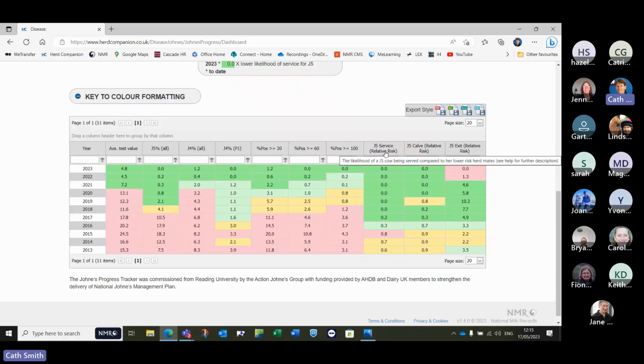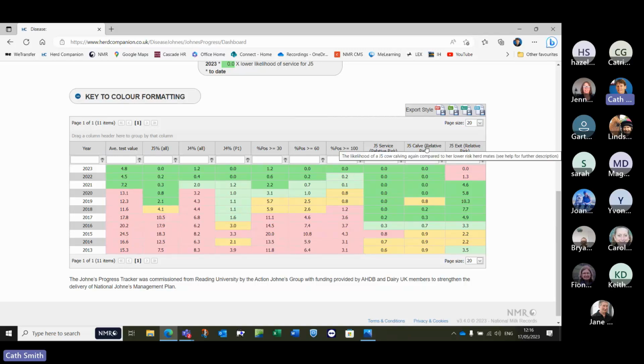The likelihood of a J5 cow being served compared to her herd mates that are not J5s. So as a ratio figure, if it's, say, 0.5, then she's half as likely to be served compared to other cows in the herd. So right from very early on in this one, we've established that we're not going to serve those J5s again. They've been 0 for a number of years now.